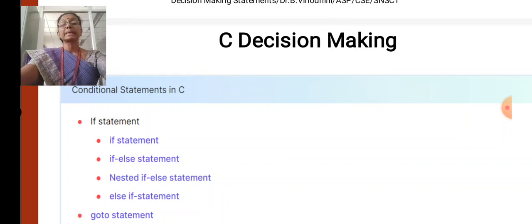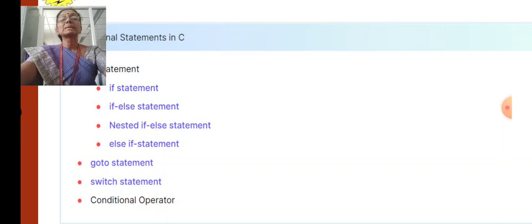The if statements include the simple if statement, the if else statement, the nested if else statement, and the else if ladder statements. Next we have the jump statements: goto, continue, break and return. The switch case statement is also a decision making statement, and next is the conditional operator. These are all the decision statements in C. In today's video we are going to see the if statement and if else statement with an example.